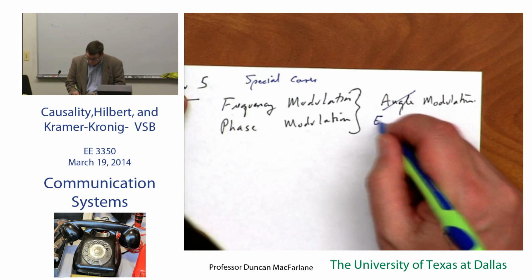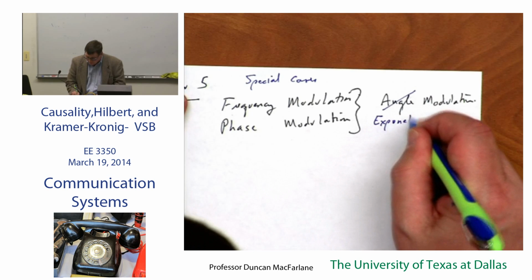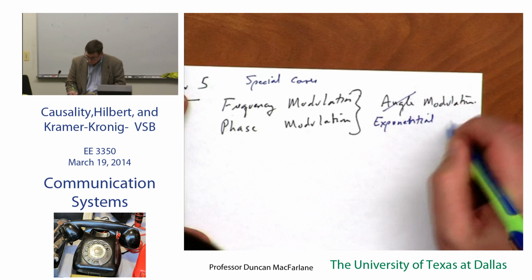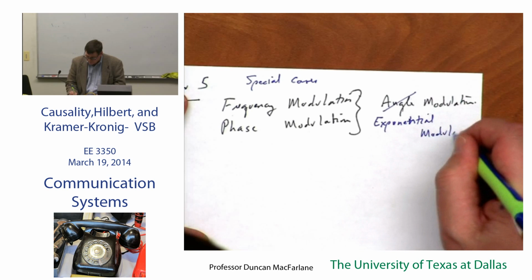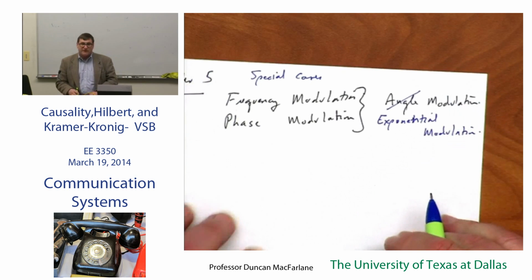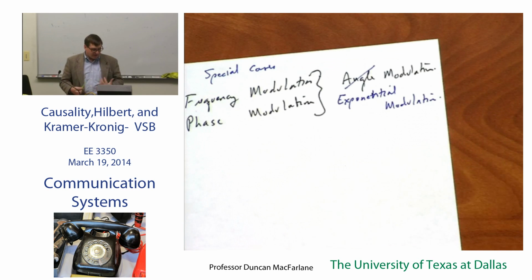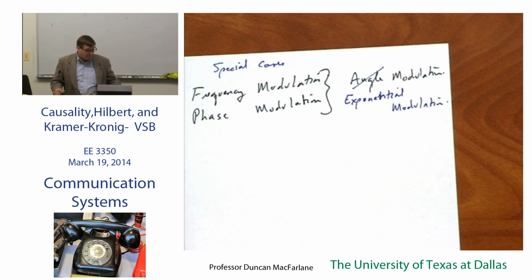So the next thing we'll do is we'll call it exponential modulation. And that's the word that we'll use in polite company. And the idea is that a cosine can be represented as a complex exponential, and so we'll call it an exponential modulation, even though it's unfortunate because we're really always going to be modulating the angle.